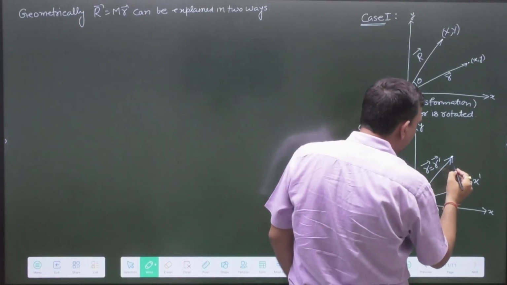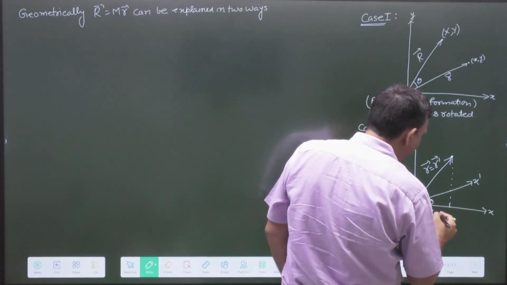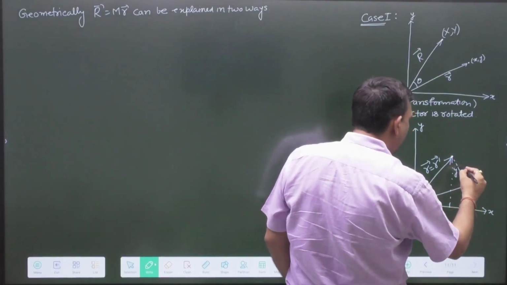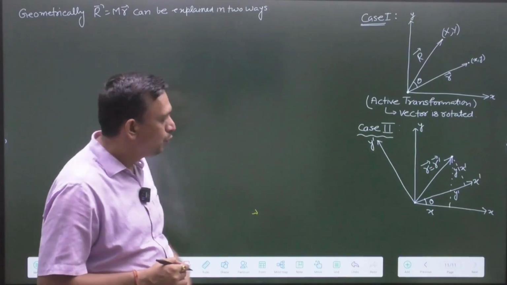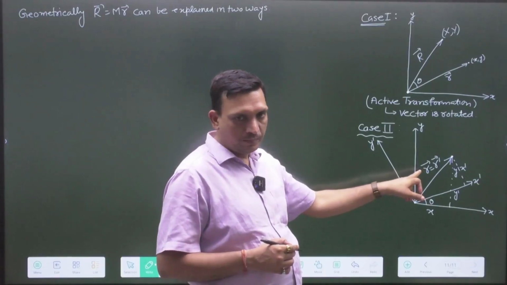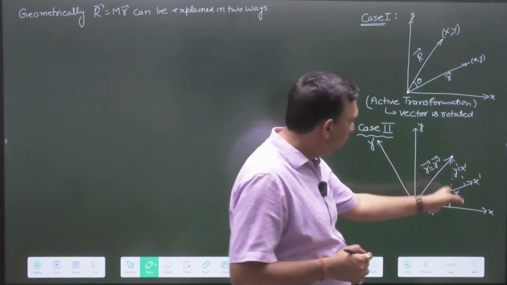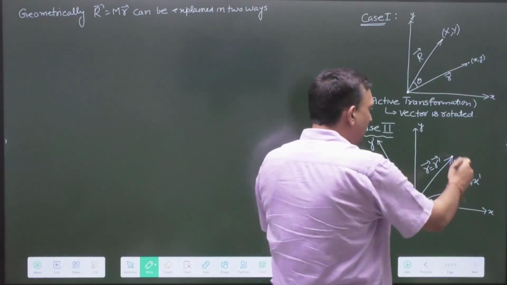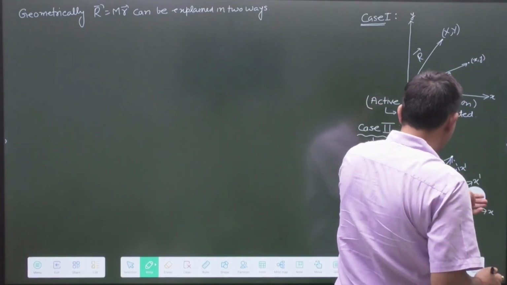Where this component is x and this component is y, and the component related with the x dash y dash axis will be x dash y dash. So you have two sets of coordinate axes and one vector. The component with respect to xy is x and y, and for the same vector, the component with respect to x dash y dash is this.